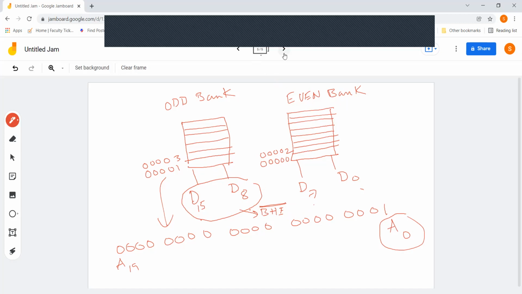Okay, now let us come to the actual diagram. Most of the concepts, I think, are clear. A lot of things are there. I will try to complete whatever is possible.